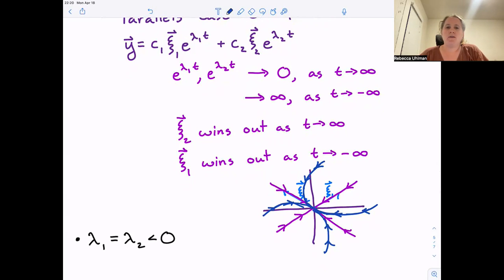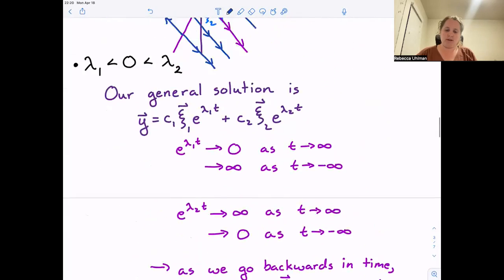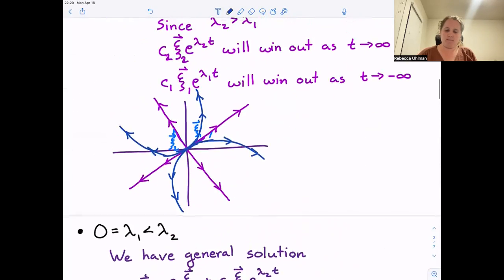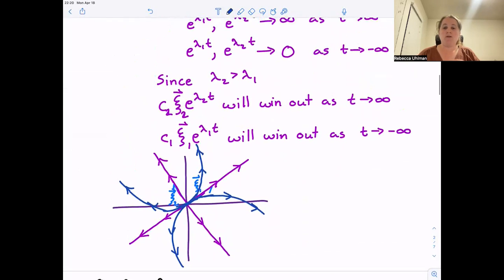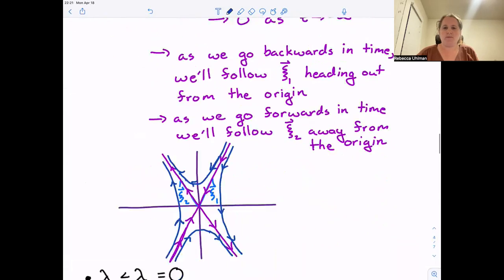Notice psi1 had our larger absolute value for our eigenvalue, right? Lambda 1 had our larger absolute value. The parabola kind of opens up around the line along psi1 here. Whereas if we looked at the parallel case previously, lambda 2 had the larger absolute value, and so the parabola opened up around psi2. It's not quite a parabola, but it looks more or less like one.